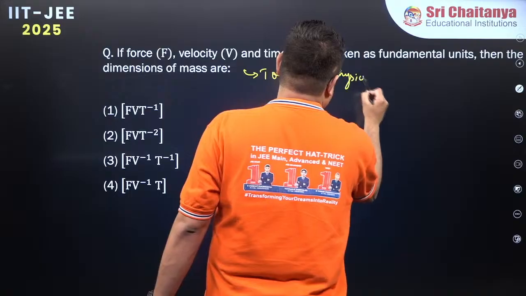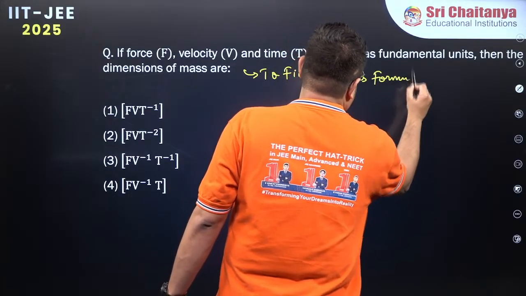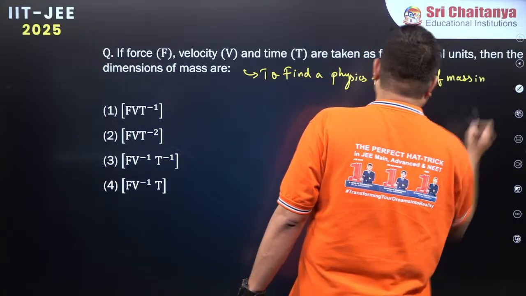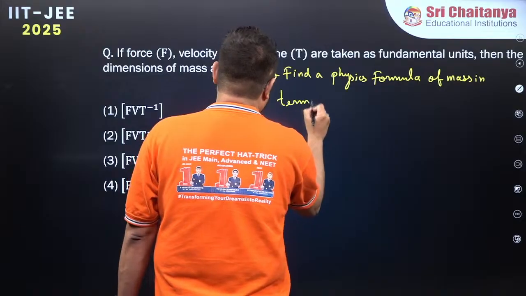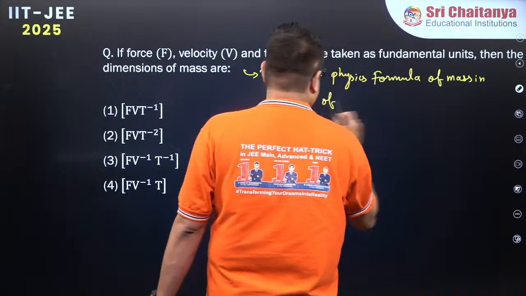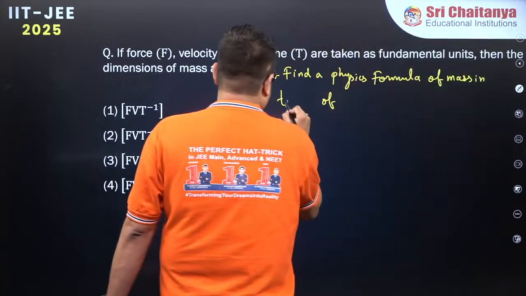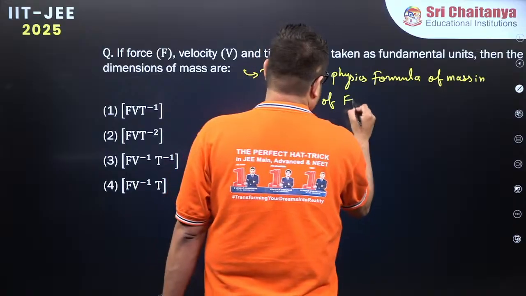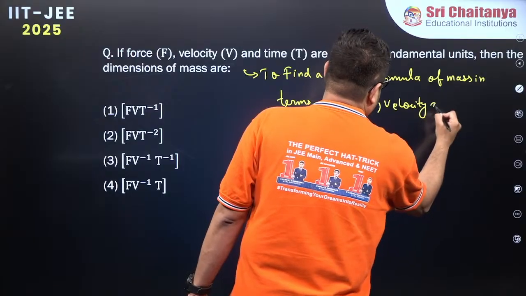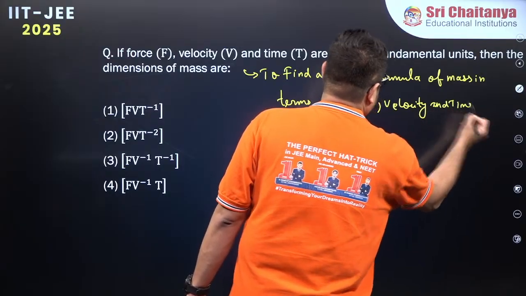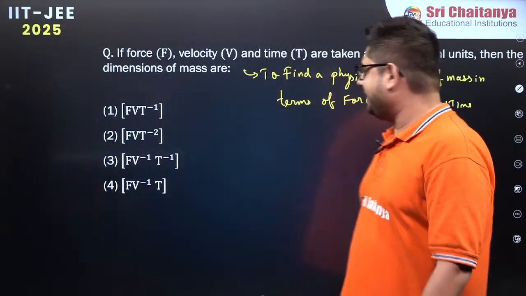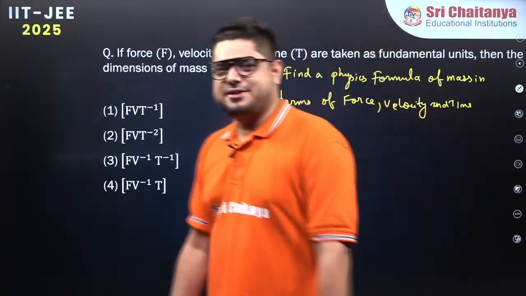Okay, so what they're asking in this question is to find a physics formula of mass in terms of force, velocity and time. That's what they are giving us in this context. Okay, so are you ready to derive the formula? See, most of the people are already writing down the answer. That's really great that you are giving this in 5 seconds.